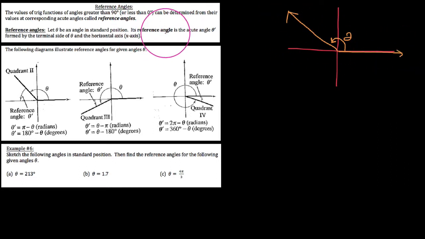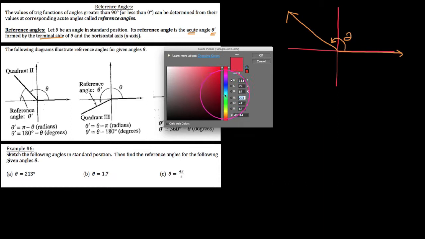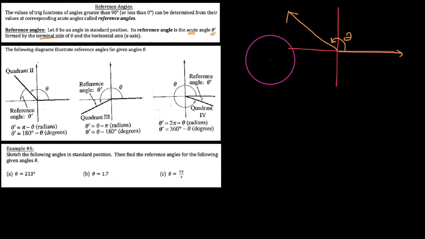We say that its reference angle is the acute angle, and this is really important, acute angle, and you'll notice that I write theta prime. It's a theta with a little apostrophe right there. We say its reference angle is the acute angle theta prime formed by the terminal side of our original angle theta and the horizontal x-axis. So let's see if I can point this out to you. On our image over here, where would this be? Well, we said it's the acute angle formed between the terminal side of theta and the horizontal x-axis.